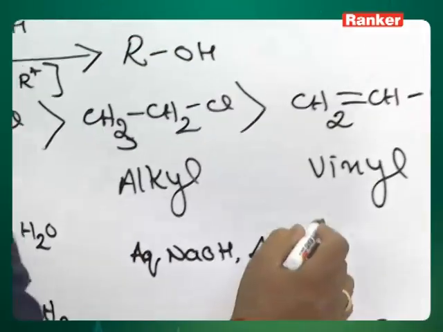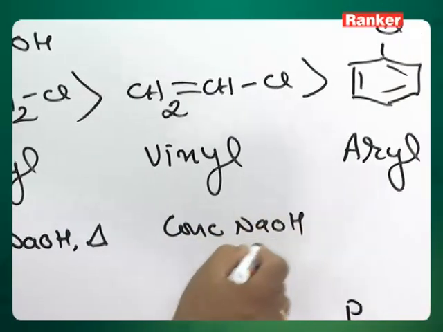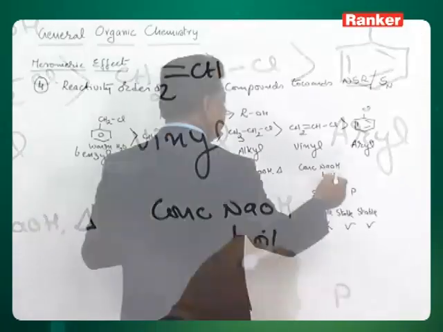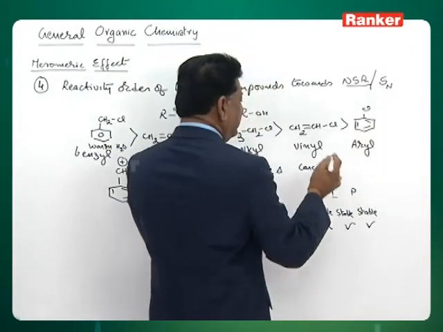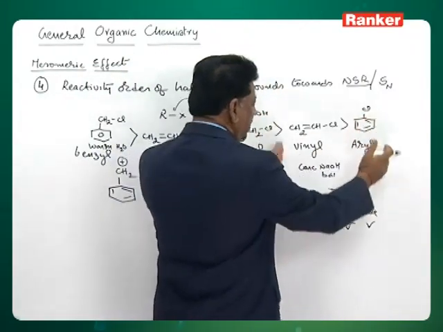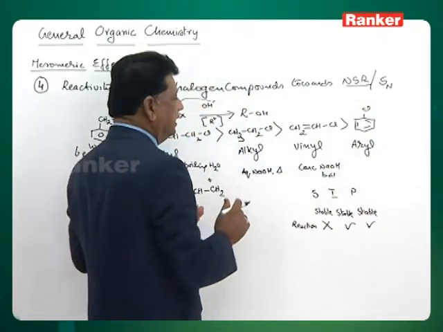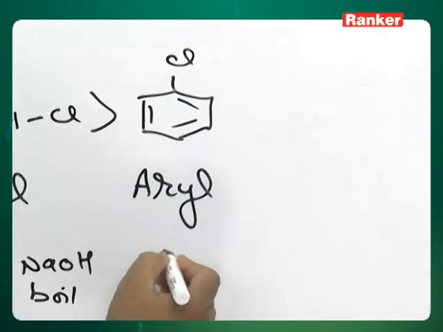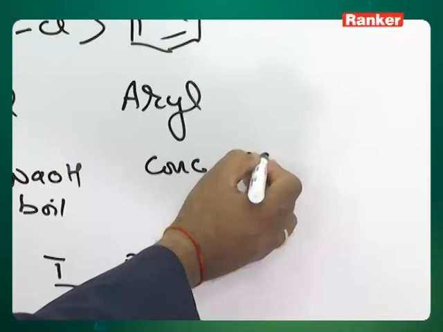Vinyl chloride, you have to take concentrated NaOH and then boil it. Boil for some time, then you will get it. In the aryl case, in the case of chlorobenzene, it is much more tough. These two are tougher reactions when compared with the alkyl. The other one, you see, you need a concentrated base like NaOH or KOH.